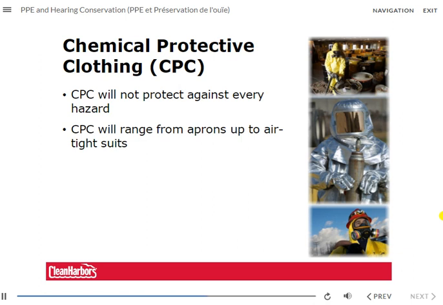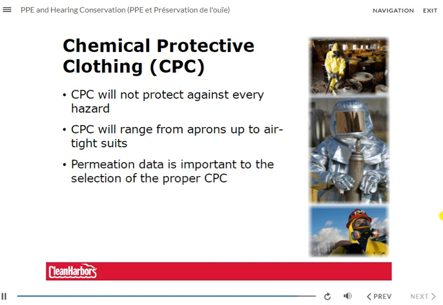Therefore, many types of PPE are available for selection, and you may see different types of PPE used from one area of work to the next. As discussed previously with gloves and boots, chemical permeation data is an important factor in selecting the proper PPE garment.